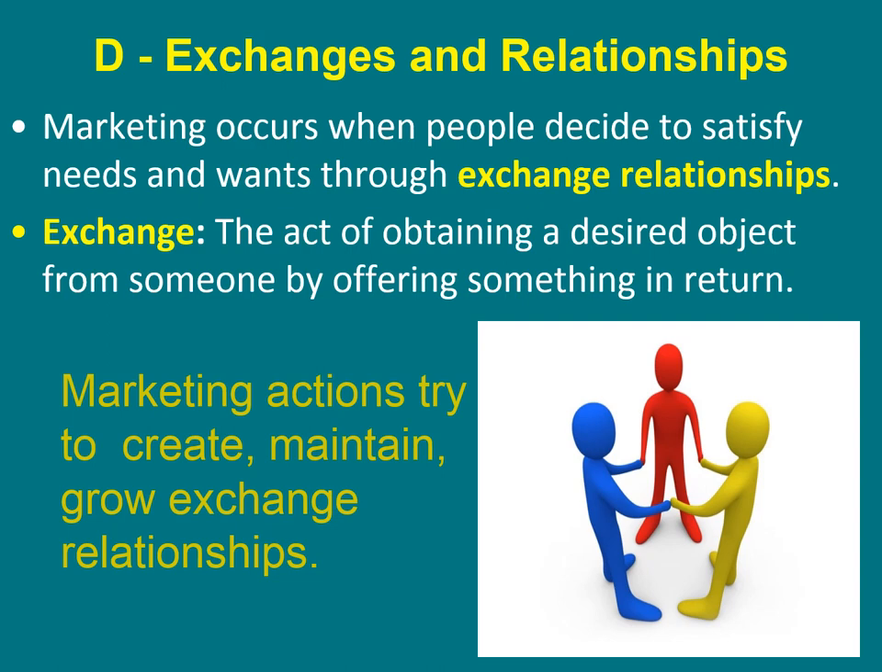What are these conditions? One, two parts. Two, all parts have something of value. Three, value from the other side. Four, freedom. And five, communication. These are the five conditions to exchange something with the other party.